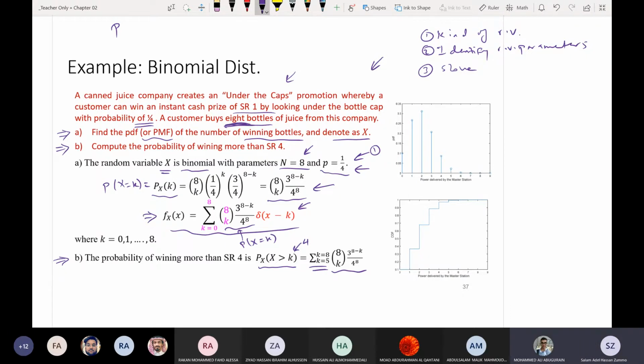Okay, I need you to send me over the private chat: what is the probability of not winning anything? Not winning any real. Calculate it and send it to me in the private chat. The probability that you don't win anything. You buy eight bottles for nothing.